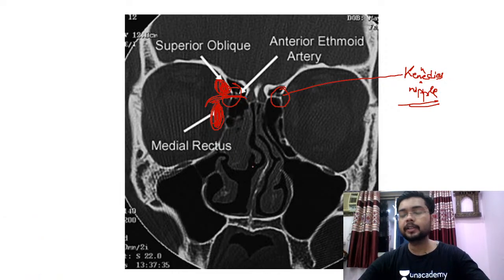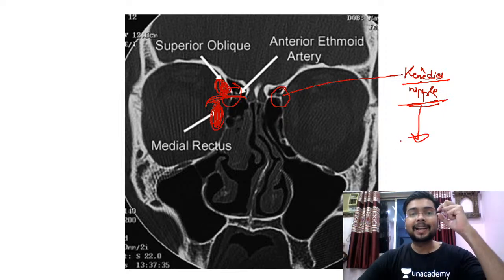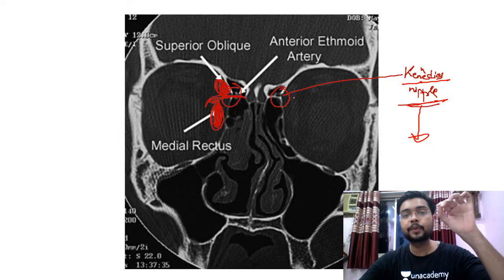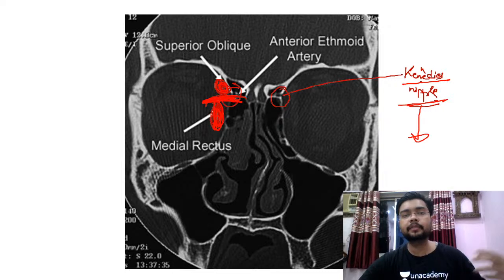So what is the significance of this Kennedy's nipple? This Kennedy's nipple is the site at which, in the CT scan of nose and paranasal sinus, you can see your anterior ethmoidal artery. How are you going to see it? You will see that between the superior oblique, so I have already marked it, this red thing is your superior oblique, this is your medial rectus, and between them is your anterior ethmoidal artery, which will be coming from the orbit into the nasal cavity, right?